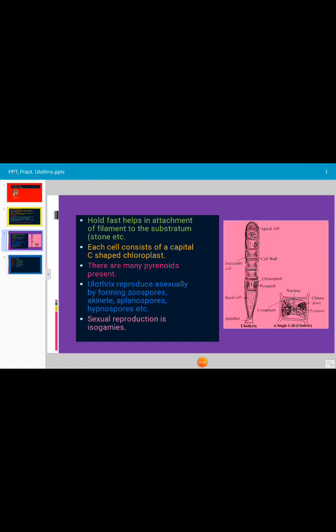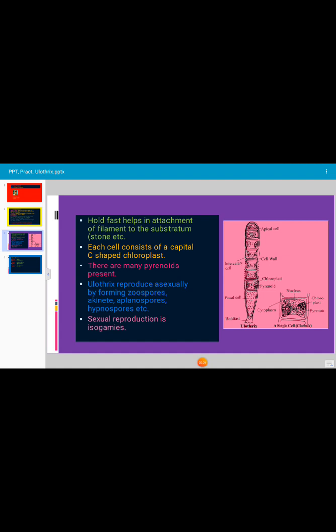Each cell of Ulothrix consists of a collar-shaped or girdle-shaped chloroplast. It is a characteristic feature. There are many pyrenoids present in each cell. Ulothrix reproduces asexually by forming zoospores, aplanospores, akinetes and hypnospores. Four types of spores are produced.